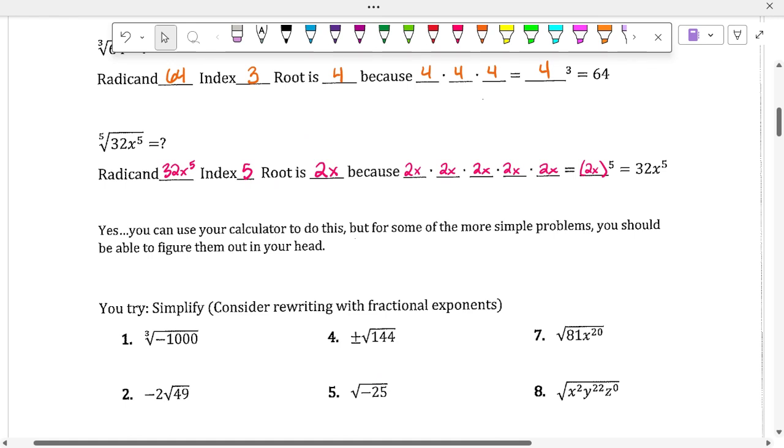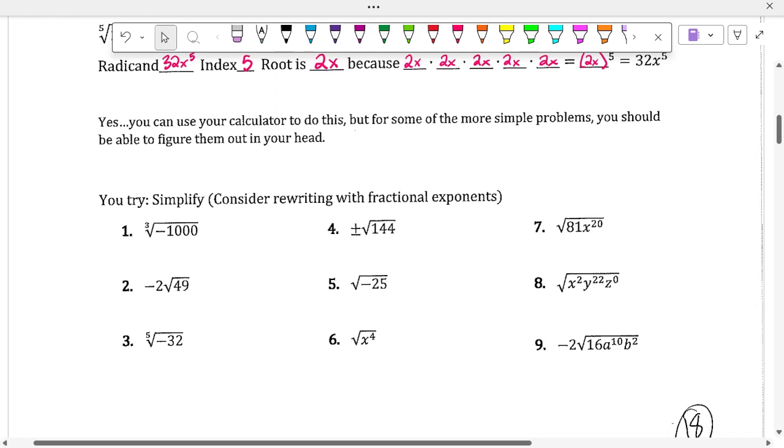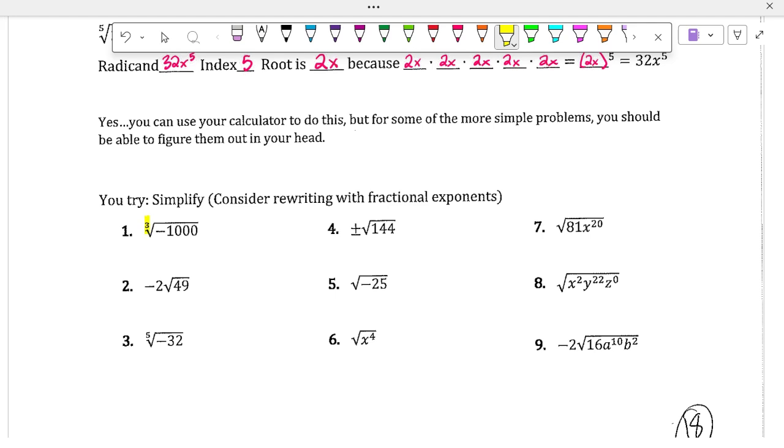Now, your calculator can do this, but for some of the more simple problems, you should be able to figure them out in your head. So, for example, for number 1, negative 1,000. Well, it's a cube root first off. For any odd index, you are allowed to have negative numbers under the radical because you would actually get a negative number if you cubed a negative number. So in reality, you just have to think of what number cubed gives you 1,000 and then slap a negative on it. And that would be negative 10.